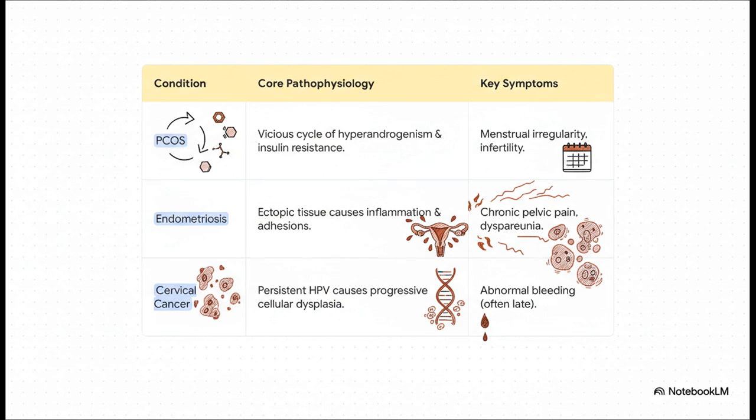For PCOS, just remember that vicious cycle of androgens and insulin leading to menstrual problems. For endometriosis, it's all about that misplaced tissue causing inflammation and adhesions, which results in chronic pain. And for cervical cancer, it's that persistent HPV causing cellular changes that lead to cancer, with abnormal bleeding often showing up as a late sign.